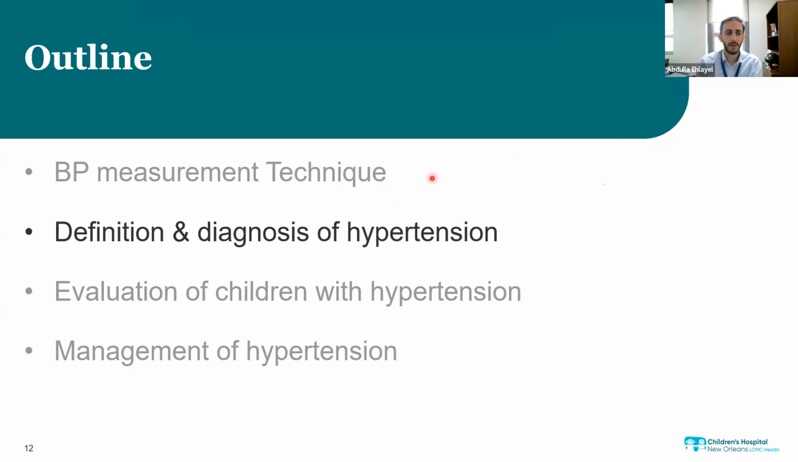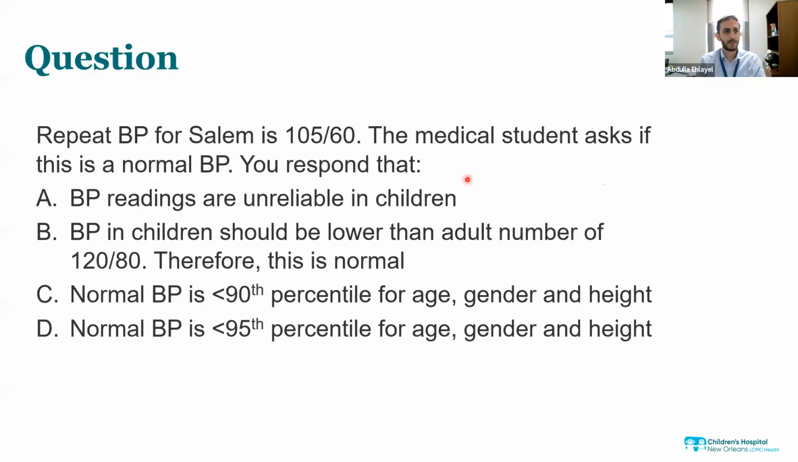All right, so we'll talk about the definition and diagnosis of hypertension. So the next question we have: the repeat blood pressure for Salim is 105/60. You have an enthusiastic medical student. Is this a normal blood pressure or not?